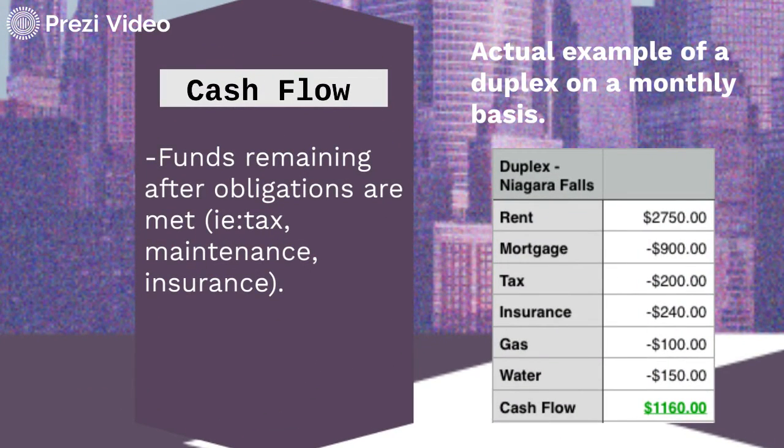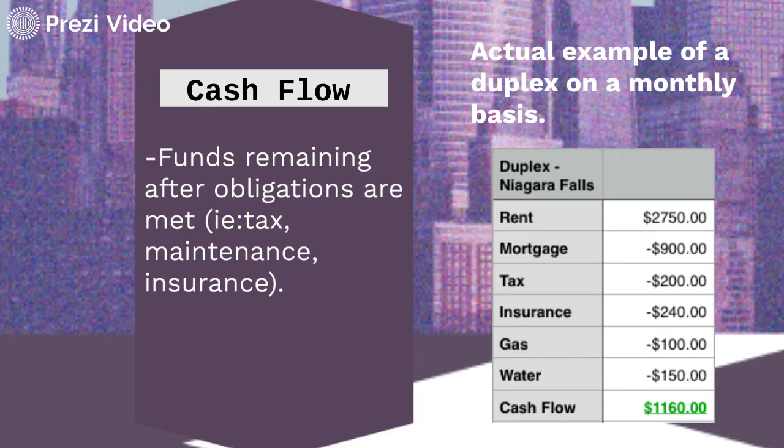Lastly, we're going to talk about cash flows. Assume the property that you have is rented out on a monthly basis. This is an actual example of a property that is operating out in the Niagara Falls region. Total monthly rent is $2,750. Now, deduct all your expenses, so your mortgage, your taxes, insurance, gas, and so on, and you are left with $1,160 in your pocket at the end of the month. Over a holding period, so assume you hold that property for 25 years, that mounts up quite substantially.